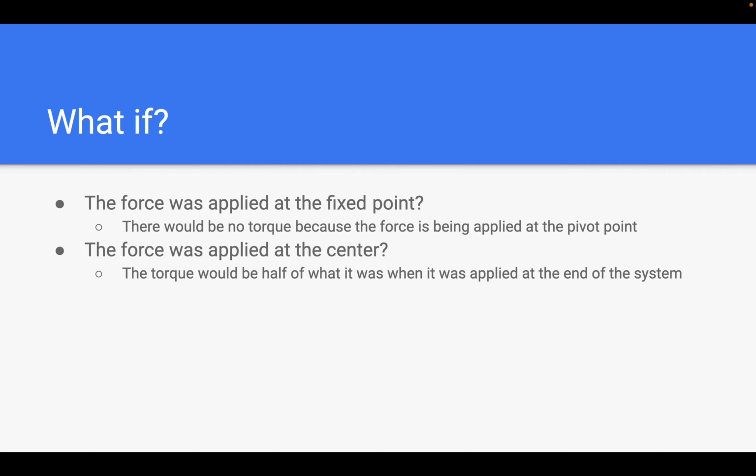And then what if the force was applied at the center? Basically, then the torque would be half of what we got at the end of the system, because it's applied only at half of the distance. So it would be less. The torque would be less.